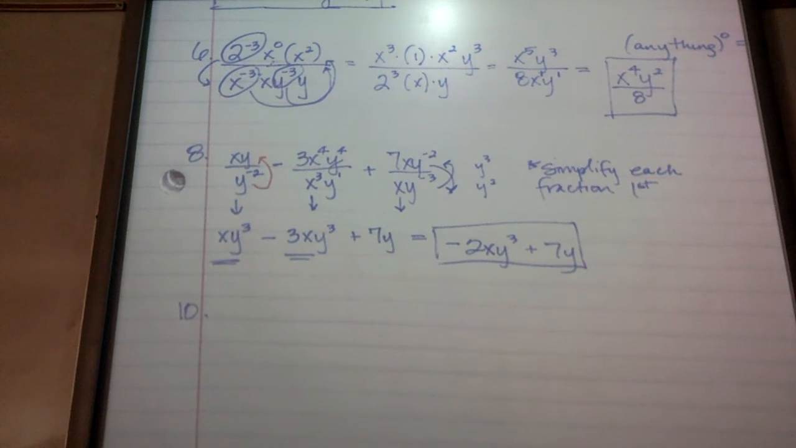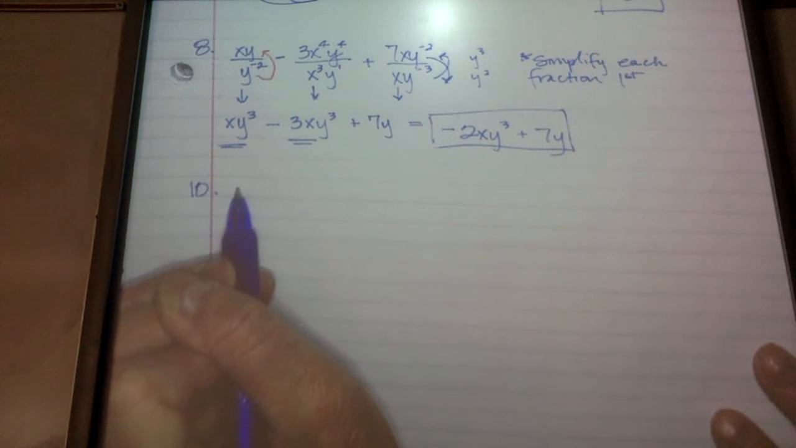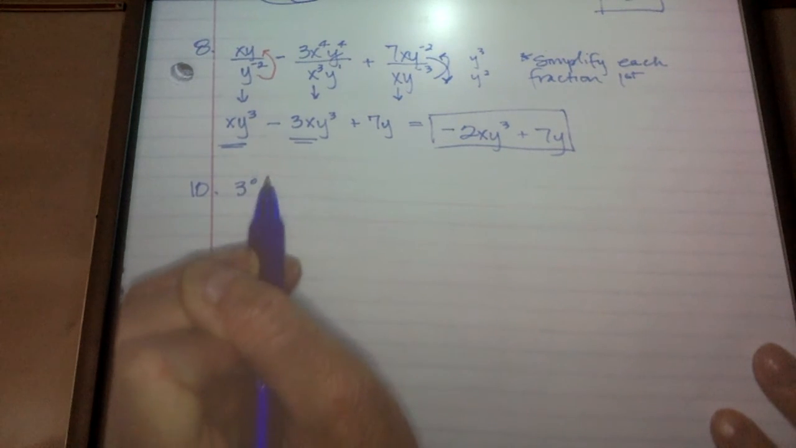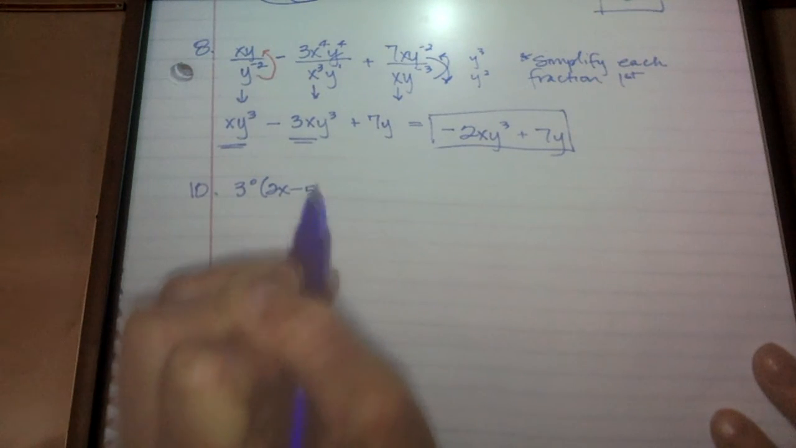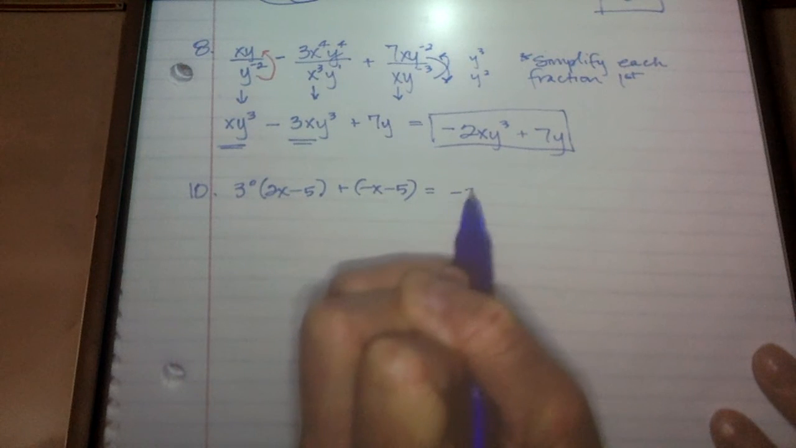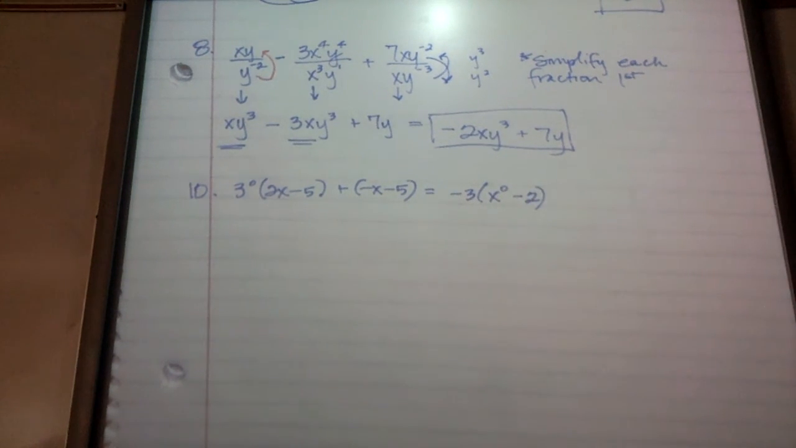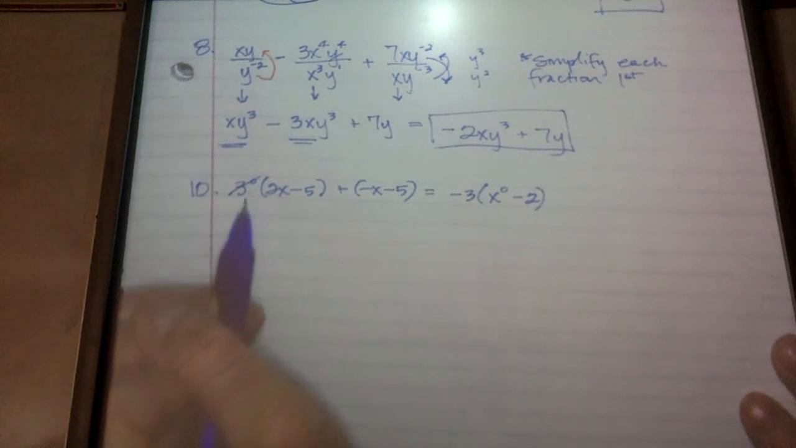Notice too, my work is readable. I'm boxing the answers so you can see them clearly. This would be a great example, if you scan this to me, it'd be really easy to point out the work. All right, number 10. I don't think you need me to review this, but I am just in case. Negative x minus 5 equals negative 3x to the 0 minus 2. So remember, anything to the 0th power becomes a 1.